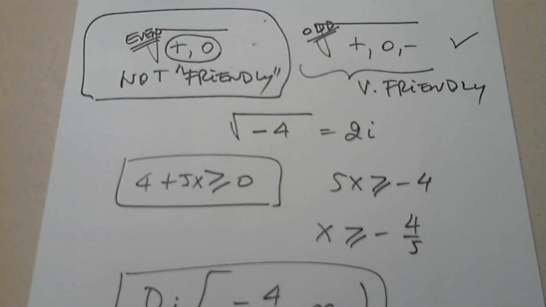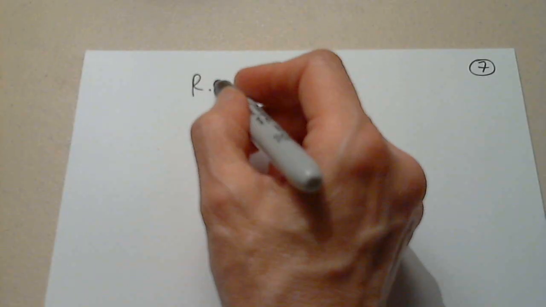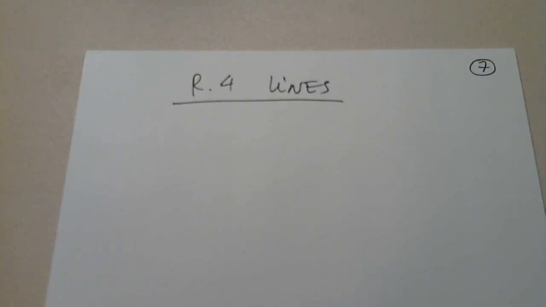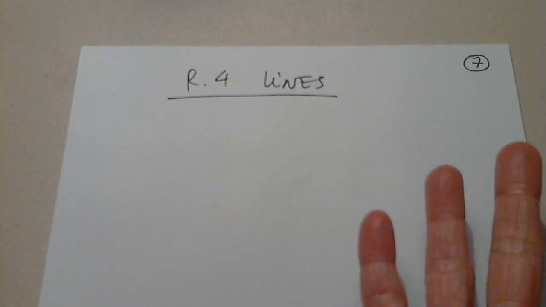Okay, any questions for me? Let's review the lines and the two formulas. So the slope, again, this is just algebra, nothing, as I said, we only had one exposure so far to calculus. So R.4 lines. I'm just going to list the formulas for the lines.